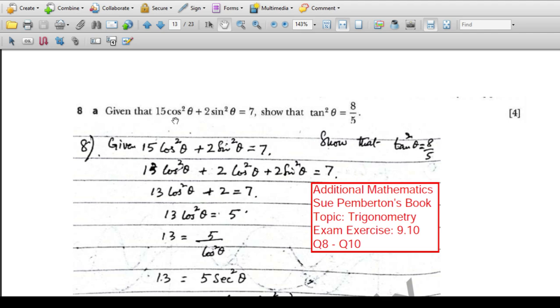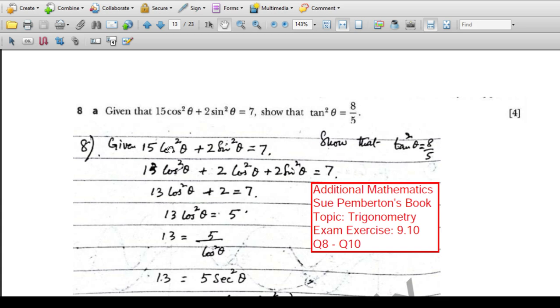Given that 15 cos square theta plus 2 sin square theta is equal to 7, we have to show that if this relationship is true, then tangent square theta is equal to 8 upon 5. So we will take this equation and obtain tangent square theta from it. 15 cos square theta plus 2 sin square theta is equal to 7.